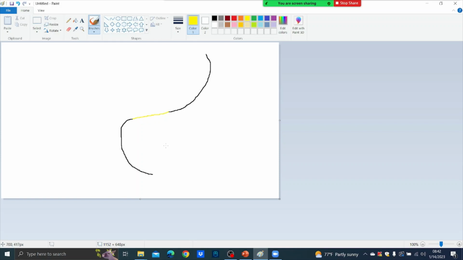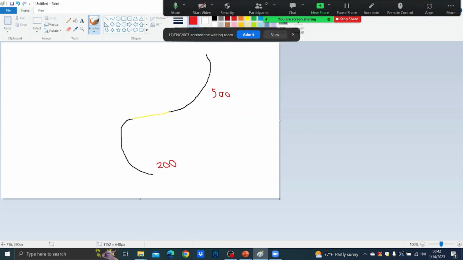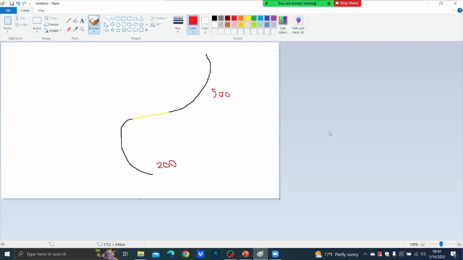So just think that say this is 200 radius. Okay, say this is 500 radius. So this transient curve changes from radius 200 to 500. Okay, but please remember, in Sri Lankan highway engineering, we usually don't use these transient curves.